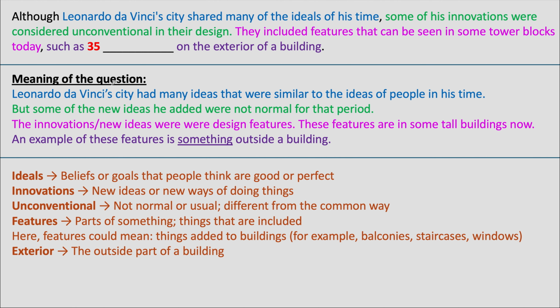Question 35. Again, there are two sentences. The second one has a blank. The first sentence says that Da Vinci believed in some things that most people believed, the ideals of the time. But some of his ideas were different. Then it says they included features. They means the innovative designs. The designs had some features which are there in some tower blocks or some tall buildings now. We are looking for an example, a feature which is something outside a building.